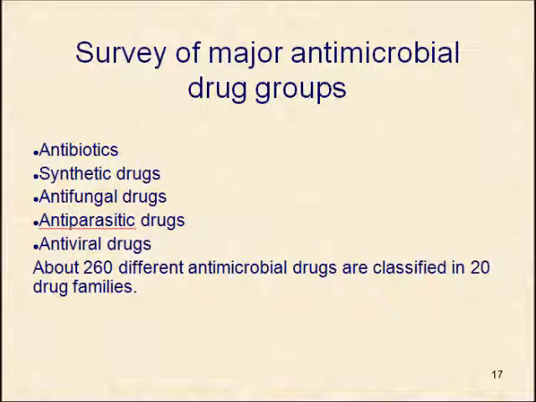So let's begin this second portion of the second half of Chapter 11, giving an overview of some of the major antimicrobial drug groups. We have antibiotics, synthetic drugs, which fall under antibiotics or any of the other groups. There are antifungal drugs, antiparasitic drugs, antiviral drugs, and also, not listed here, antihelminthic drugs, that is, drugs that are used against worms. Overall, there's about 260 different antimicrobial drugs, which are classified into 20 major drug families, and we're going to go through a few of those now.